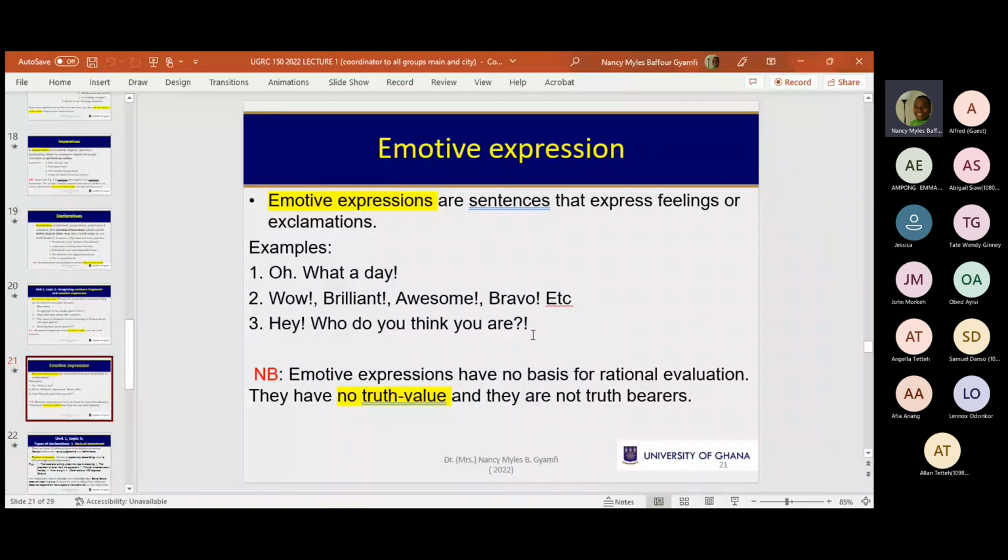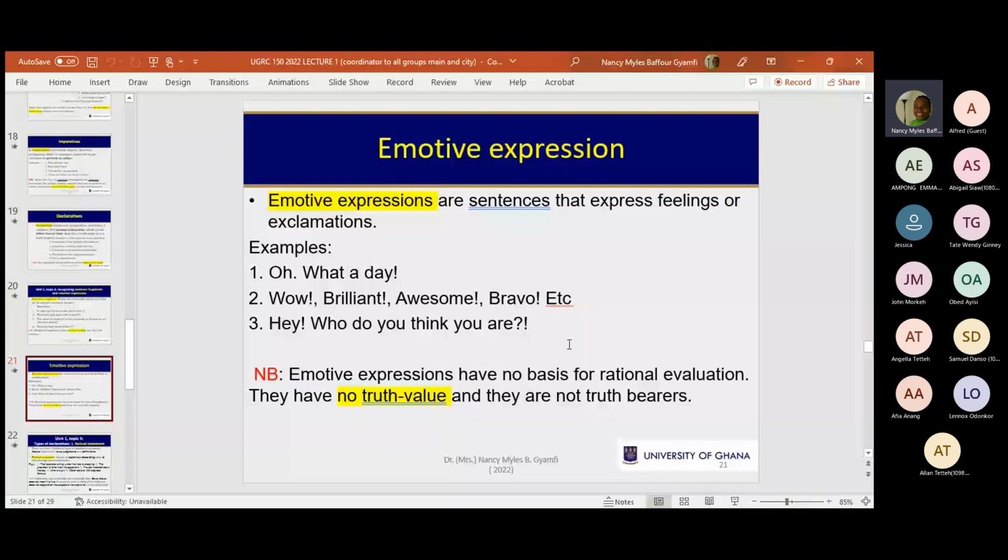If you are driving and you mistakenly cross someone, the person gets angry and says, hey, what do you think you are doing? You don't answer, oh, I'm trying to cross and join you. That is reading the intention wrong. You better start moving. The person is expressing emotion. He's not asking for answers. It's not a genuine question. Okay, so we want you to know that. So this is wow, brilliant, awesome, bravo, what a goal. All those things are emotions.